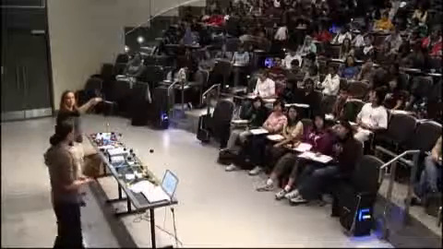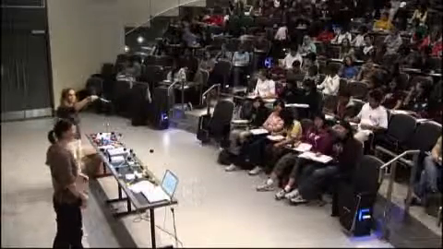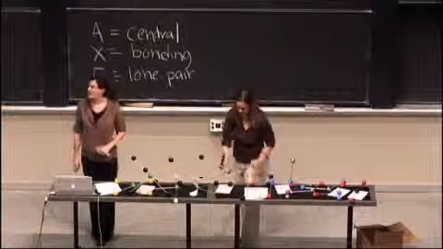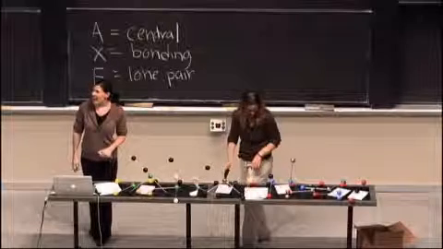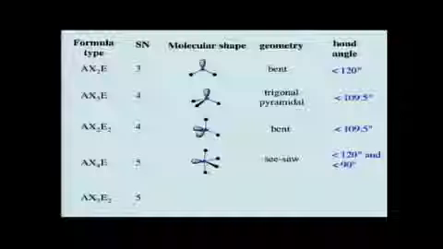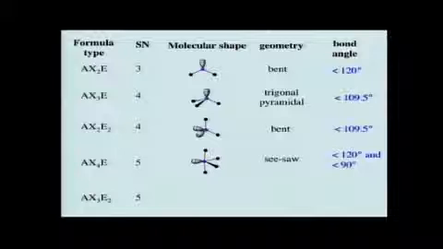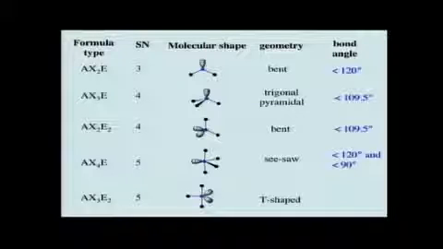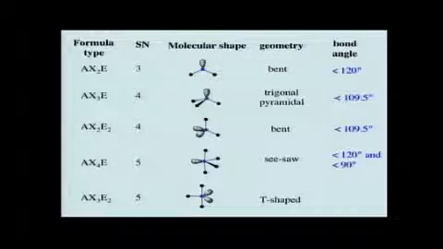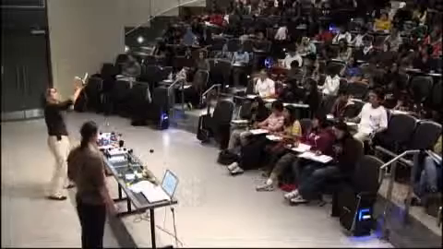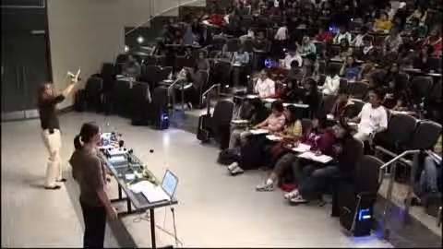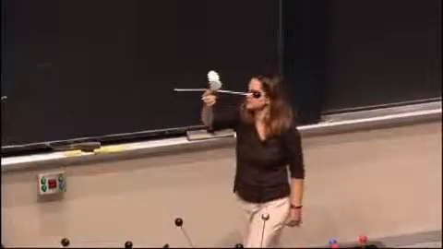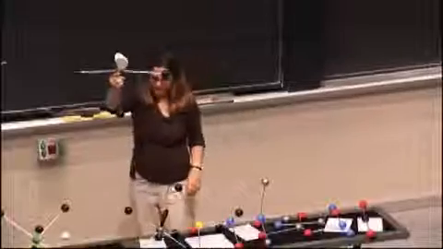So two sets again, one is less than 120 and one is going to be less than 90. So let's look at AX3E2. You'll notice there's a lot more combinations we can get to once we're talking about lone pairs. This is called T-shaped, and we had briefly discussed that, but not mentioned what the angles would be. So what angle would you have here? Yep. All right, great, less than 90 degrees.